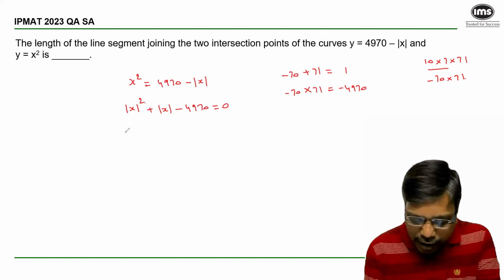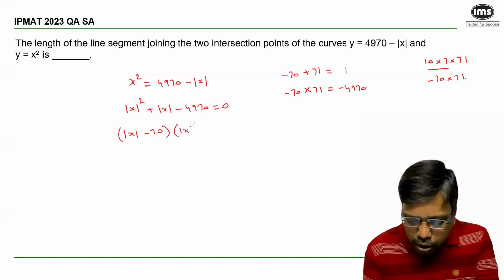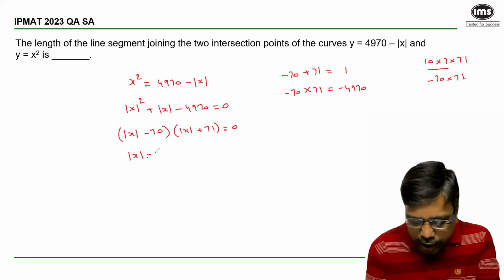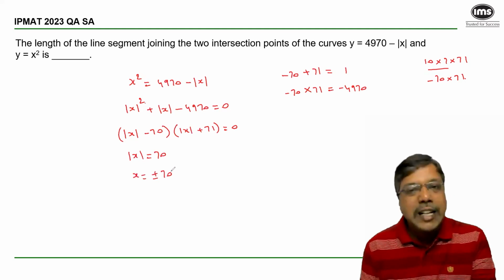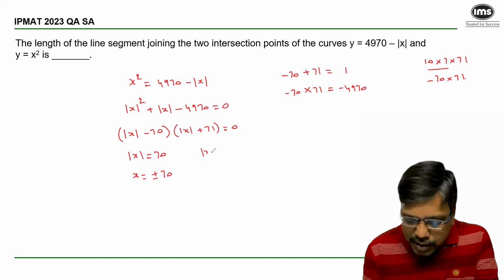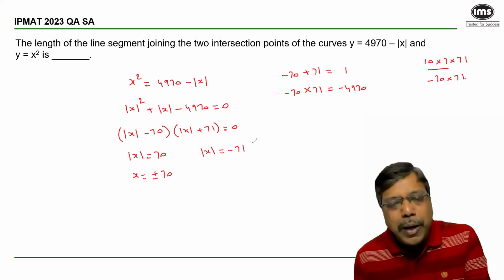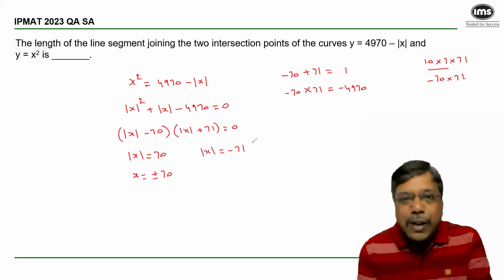So I can factorize this as (|x| - 70)(|x| + 71) = 0, which means |x| = 70, or x = plus or minus 70. Whereas |x| = -71, which cannot happen because |x| can never be negative.